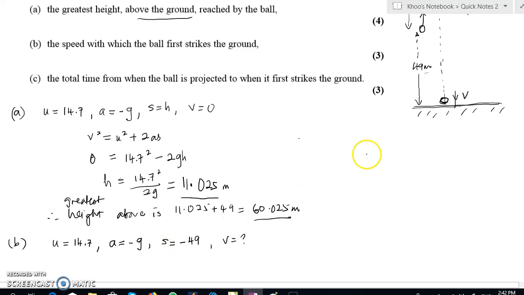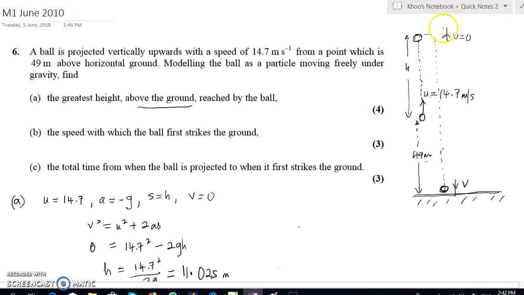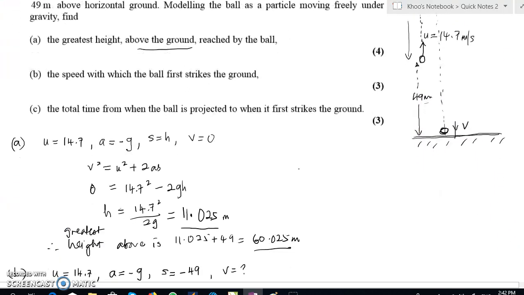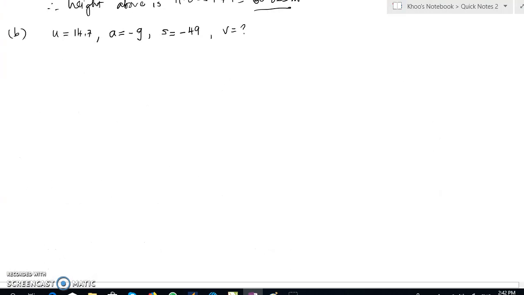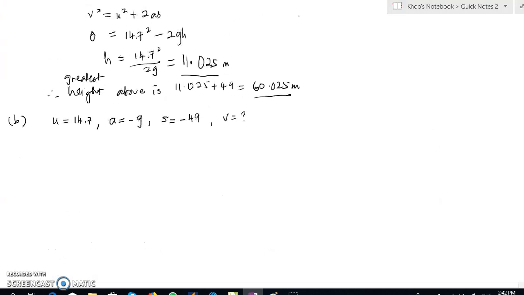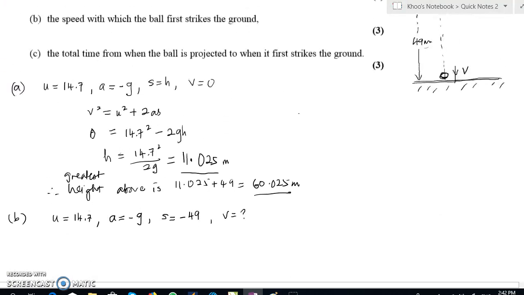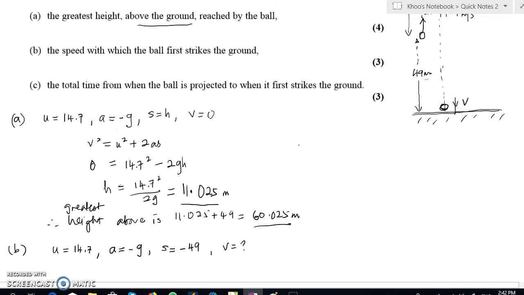Now the reason we consider this is, in order to solve it, we always consider from the beginning until the end. That means the whole journey. Don't split the journey up into the journey from the point of projection until the highest point, and then from the highest point until the ground. That's a very long way of doing it. Okay, so try to avoid that. Knowing that the equation of motion is a vector equation, if you take from the beginning point to the end point, you will get whatever you need.